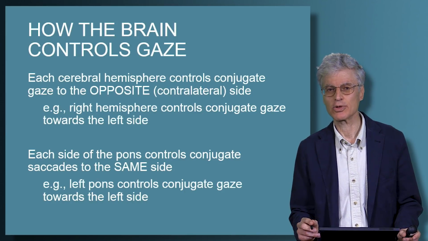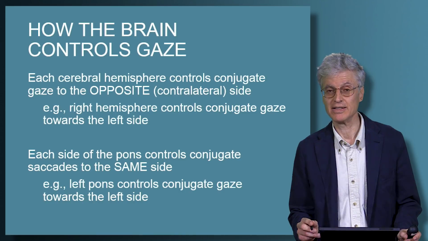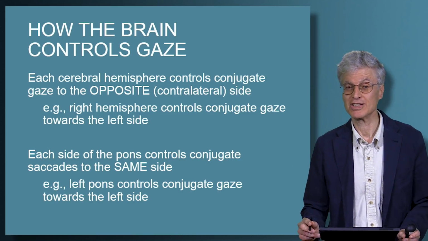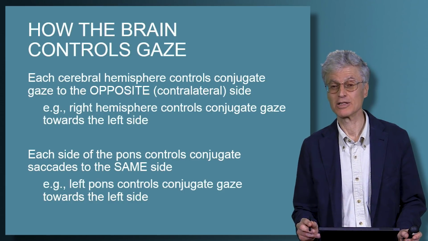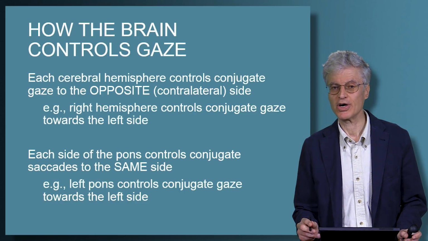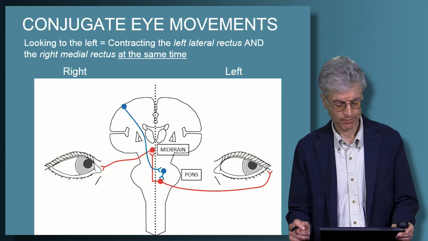So, the brain controls gaze in this way. Each cerebral hemisphere controls conjugate gaze to the opposite or contralateral side. For example, the right hemisphere controls conjugate gaze towards the left side. There's one small exception, which is pursuit, which is ipsilateral or same side, but has little practical use, so we'll leave that. And each side of the pons controls conjugate saccades to the same side. The left pons controls conjugate gaze towards the left, and the right controls conjugate gaze towards the right.